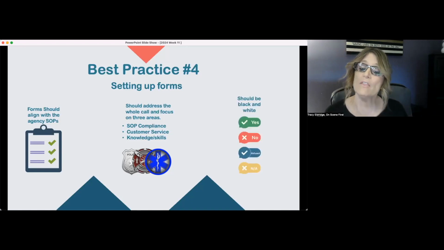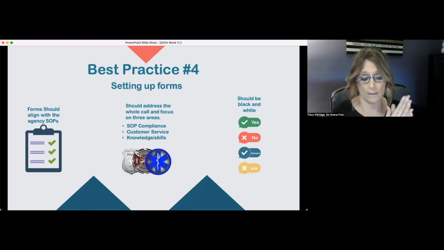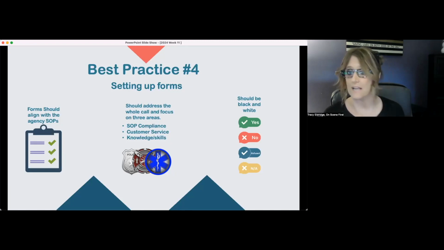And then even though each one of these are color coded, the form should be in black and white. The only 4 answers that should be on the form is yes, no, refused, and not applicable. And not applicable is even sketchy at best.